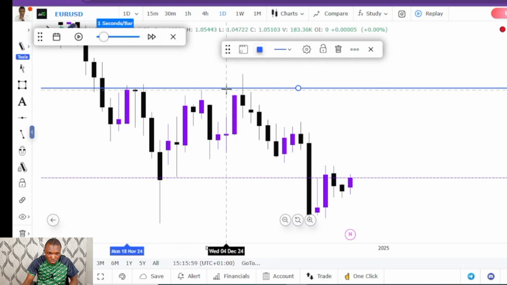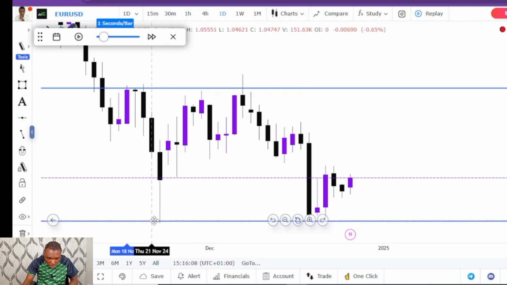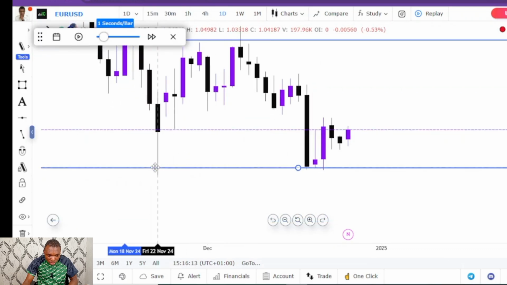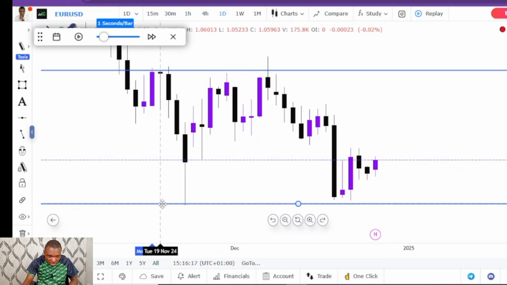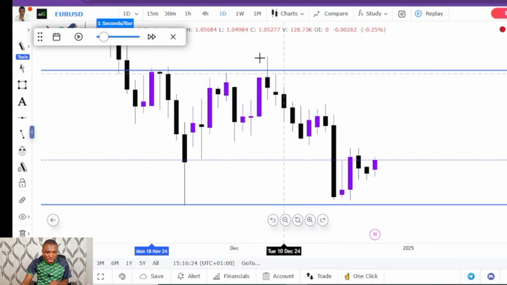So okay, let me clone this. So this is a choppy market, right? You can see this. Or you can just put this at the last low that was created. So now, looking at this, you can see that this is the support and this is the resistance, and the market is trading inside both the support and resistance.